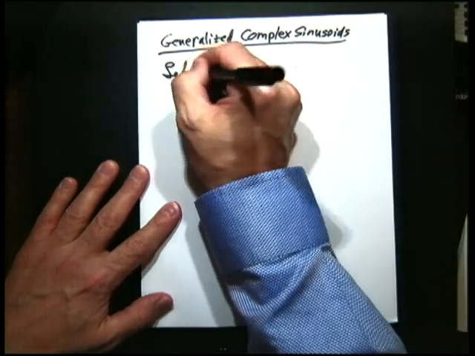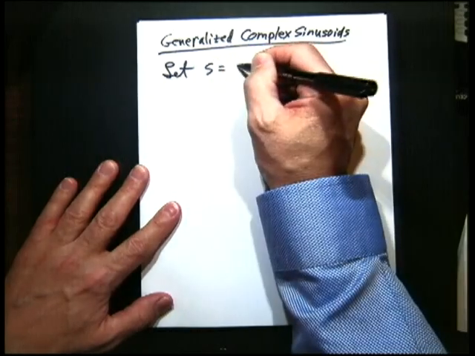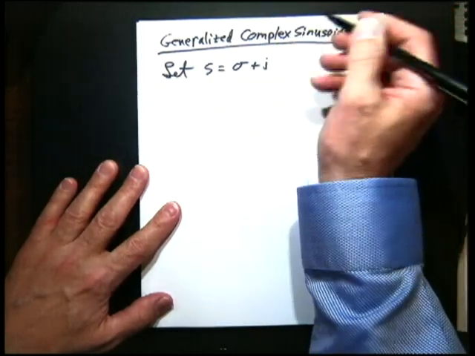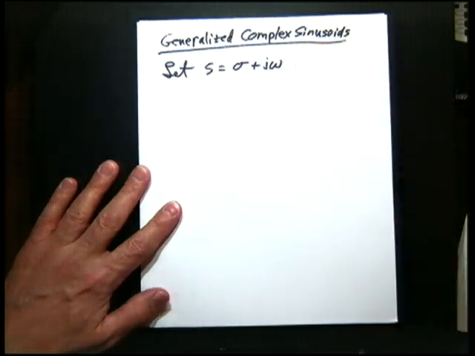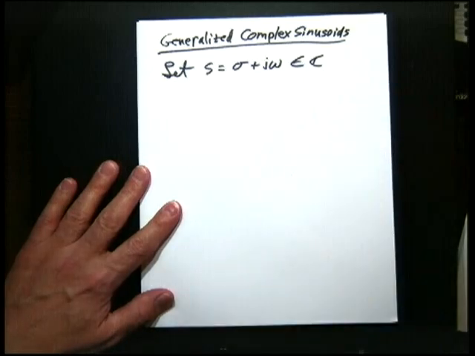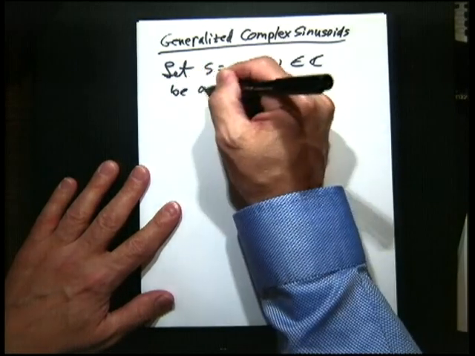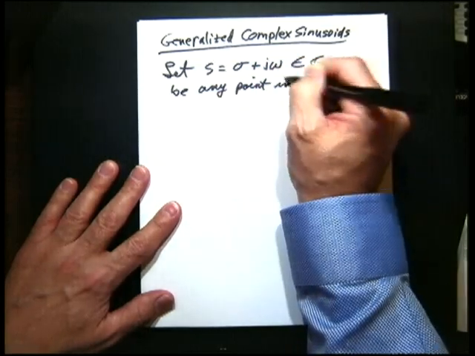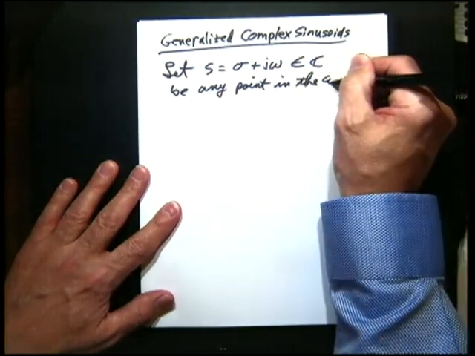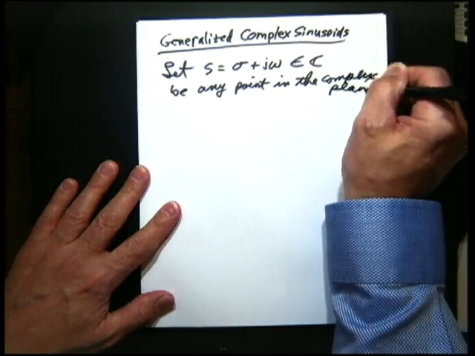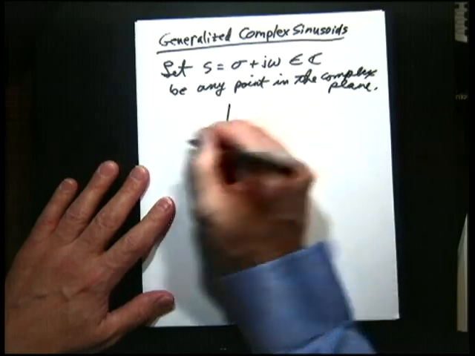So, let S be a complex number, and we'll break it down. Its real part is sigma, and its imaginary part is omega. And so this is some number in the complex plane. So I can say this is any point in the complex plane. All right, so you can plot it.